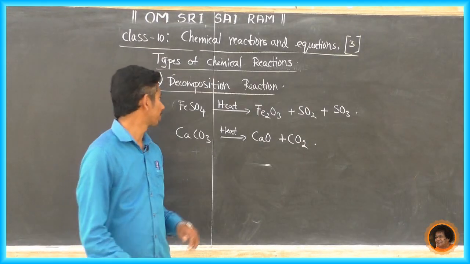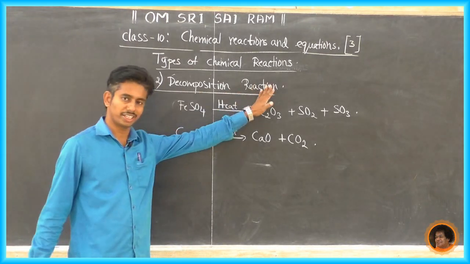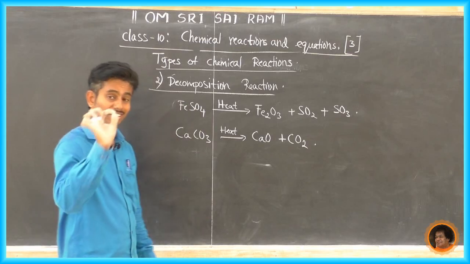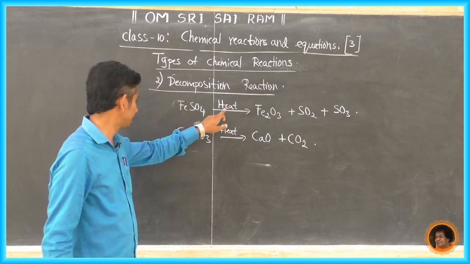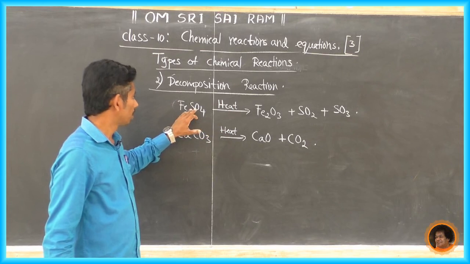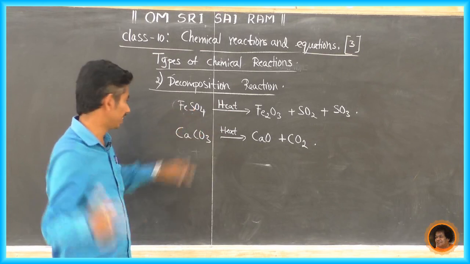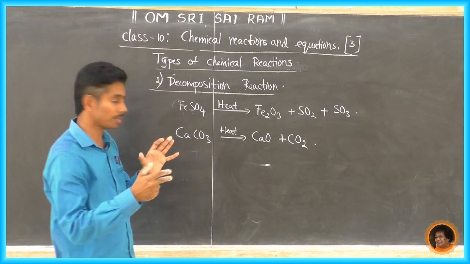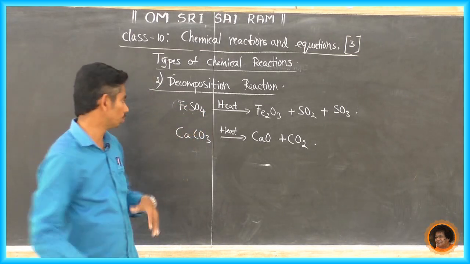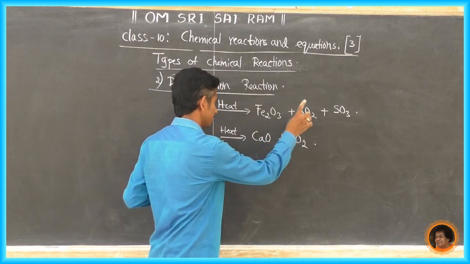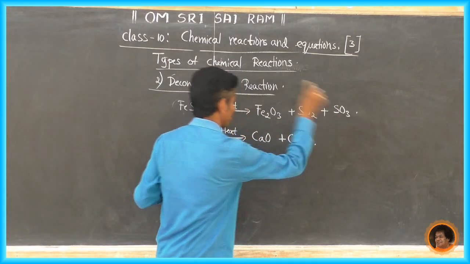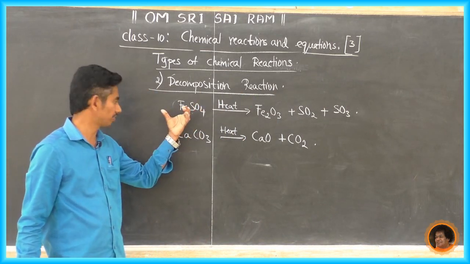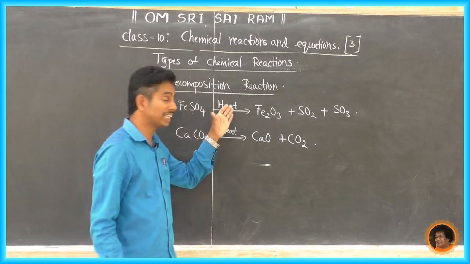The second type of chemical reaction is the decomposition reaction. Now, FeSO4, ferrous sulfate, is heated. After heating, ferrous sulfate is decomposed. Decomposed means it breaks up into ferric oxide, sulfur dioxide and sulfur trioxide. Only one reactant, ferrous sulfate, after heating, is decomposed.